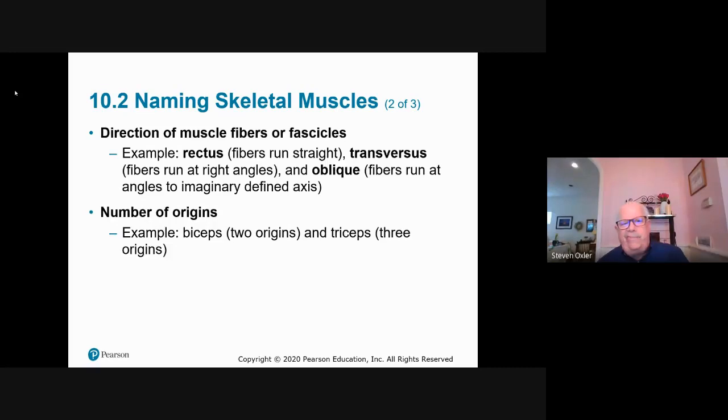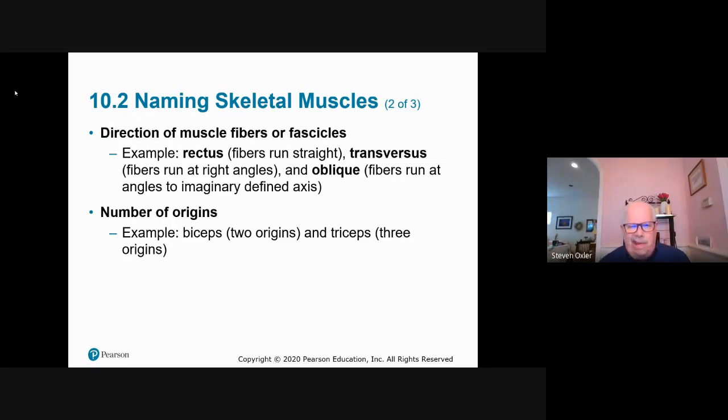Muscles can also be named for the direction that the muscle fascicles lie in. If the fibers run straight, it's called a rectus muscle. If the fibers run at a right angle, it's called transversus. And if the fibers run at angles to an imaginary axis, it's called oblique.